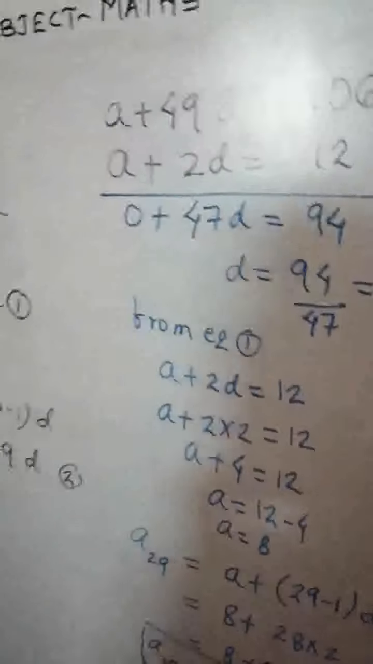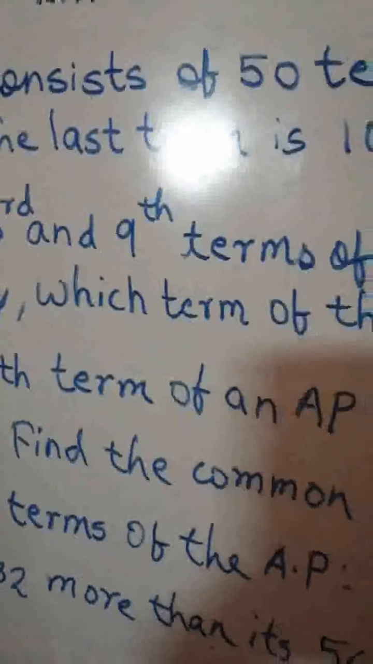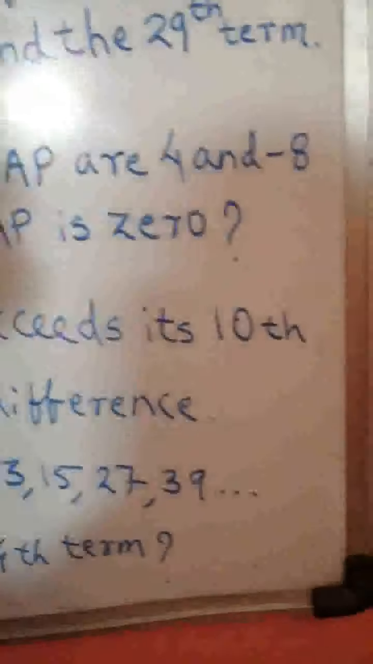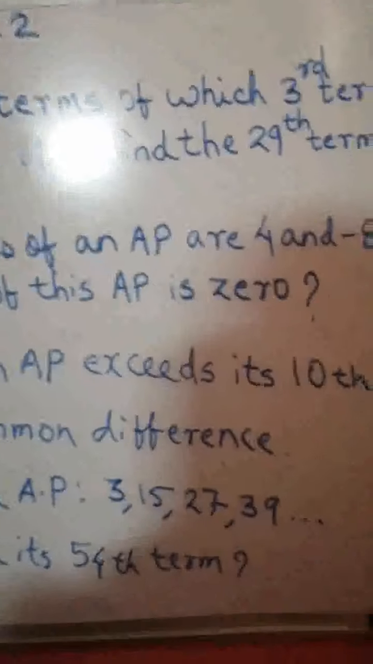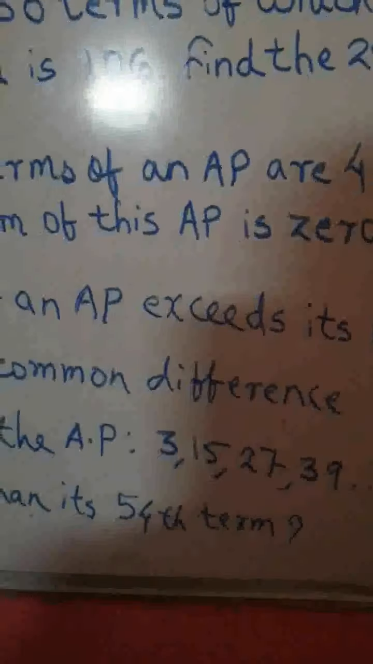So we solved the first question by using the formula a_n equal to a plus (n minus 1)d. Now you see the next question. In the next question, the third term and the ninth term of the AP are 4 and minus 8, meaning the third term is 4 and the ninth term is minus 8. We have to tell which term of the AP will be 0, meaning what will be the value of n where the AP becomes 0.